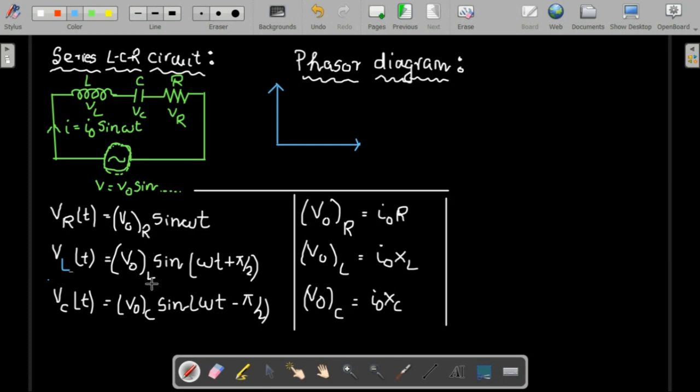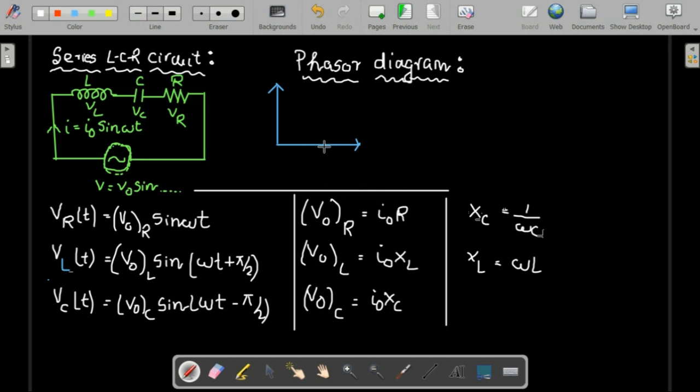Now, based on these three, we can draw our phasor diagram, and we already know that the voltage is I naught R for the resistor. For the inductor and capacitor, it will be I naught times the inductive reactance and the capacitive reactance, right? We also know that the capacitive reactance is 1 by omega C, and XL is equal to omega L. These things we have already done before. We're just going to draw the phasor diagram now.